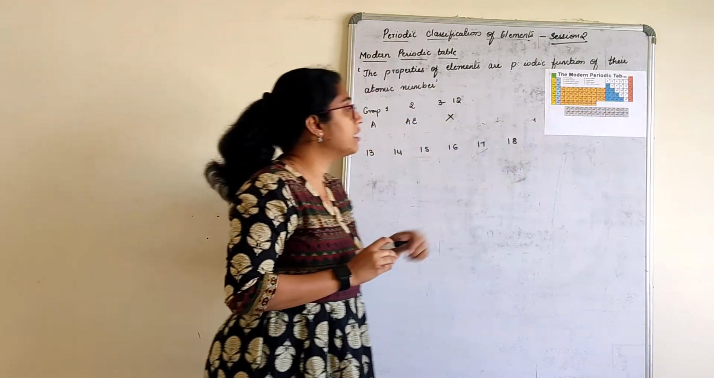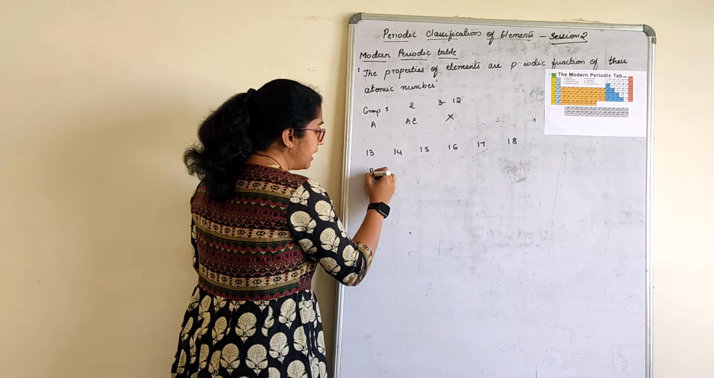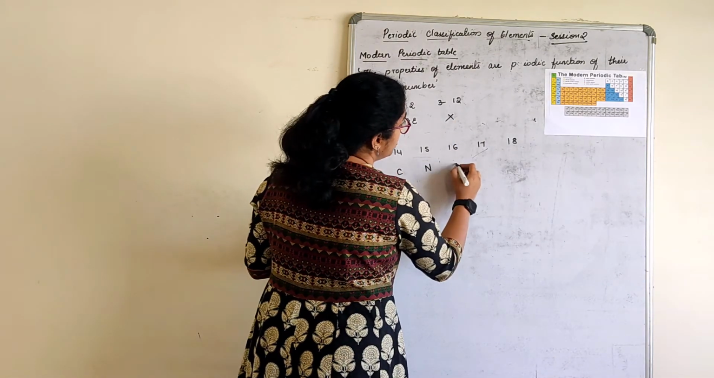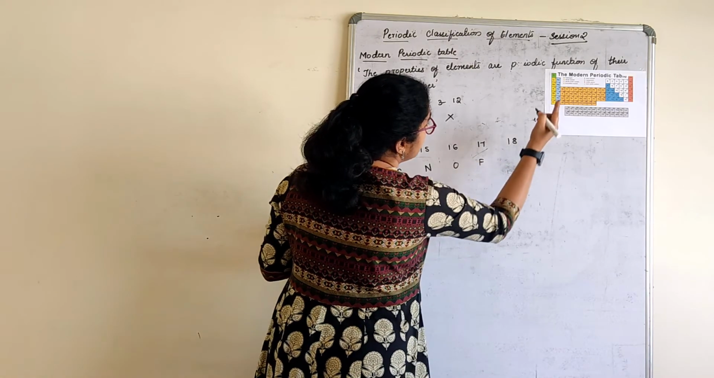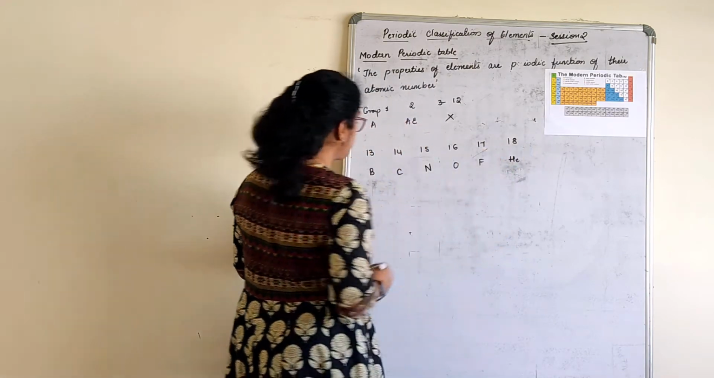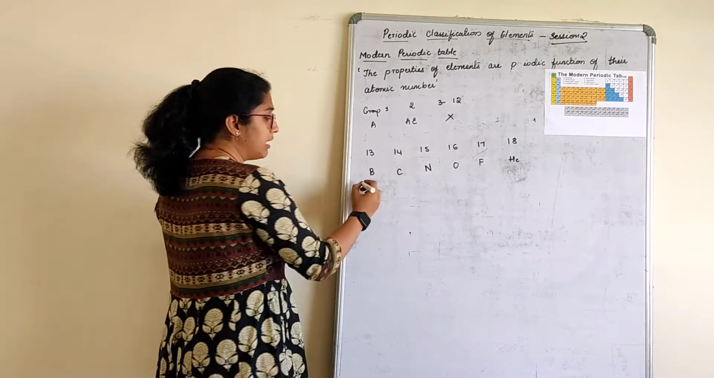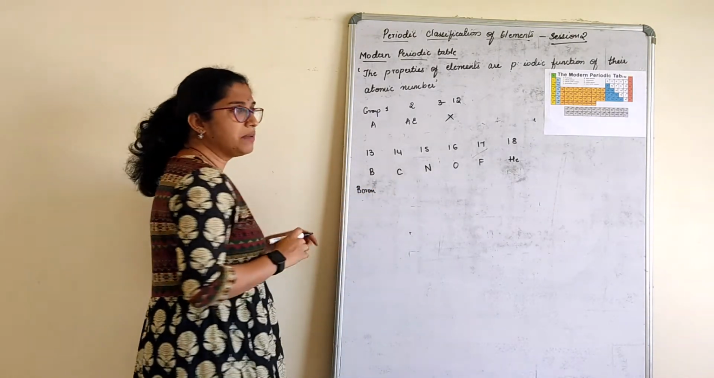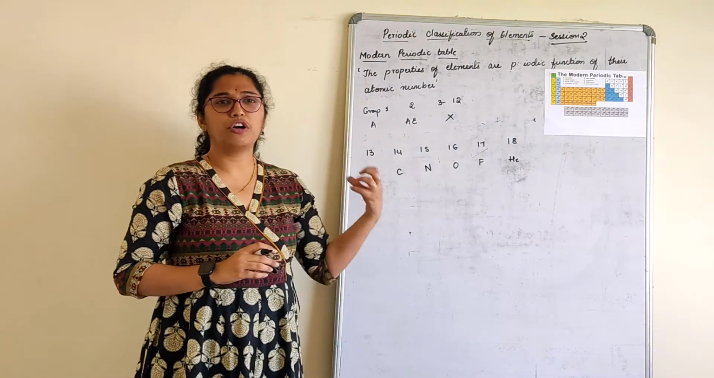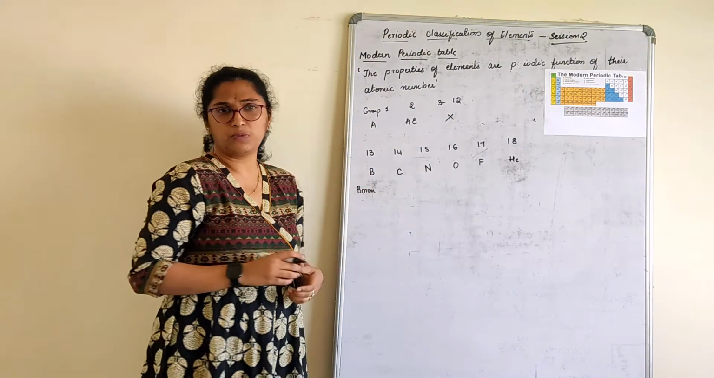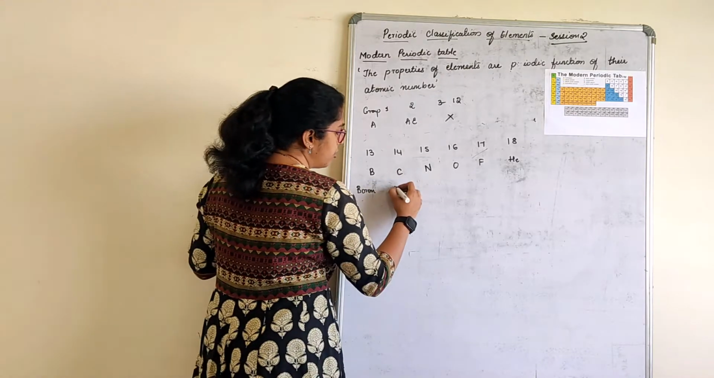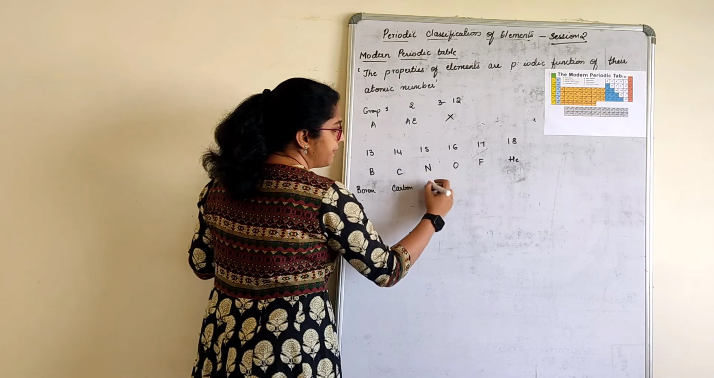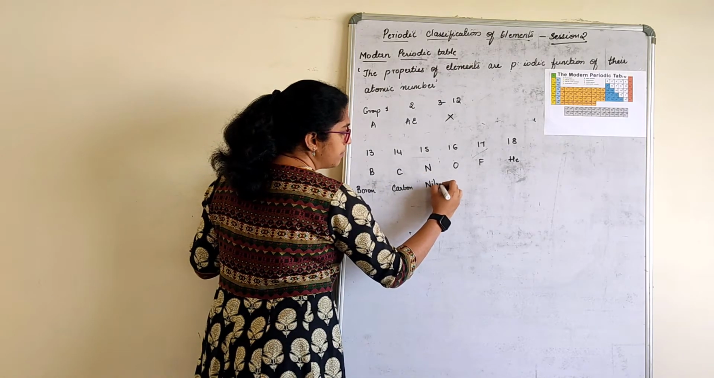Now when I talk about the 13th group, the first element is boron, then carbon, nitrogen, oxygen, fluorine, and here it is helium. The 13th group is called the boron family. That means boron is the head of the family, so boron will decide its respective properties. The 14th is called the carbon family. All belong to the carbon family and come in the 14th group. The 15th is the nitrogen group, nitrogen family.